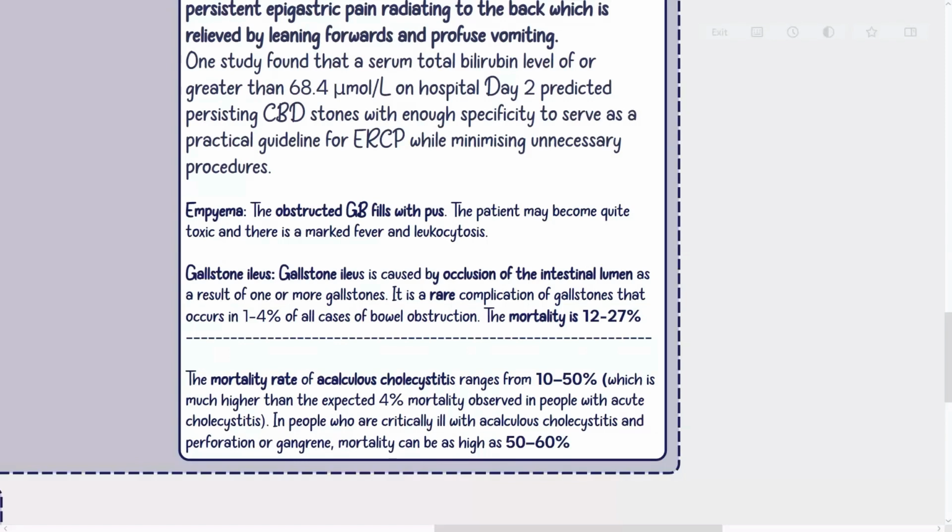The mortality is 12–27%. The mortality rate of acalculous cholecystitis ranges from 10–50%, which is much higher than the expected 4% mortality observed in people with acute cholecystitis. In people who are critically ill with acalculous cholecystitis and perforation or gangrene, mortality can be as high as 50–60%.